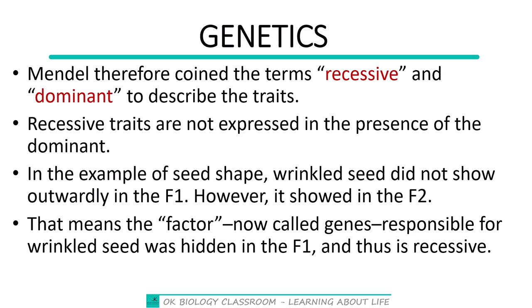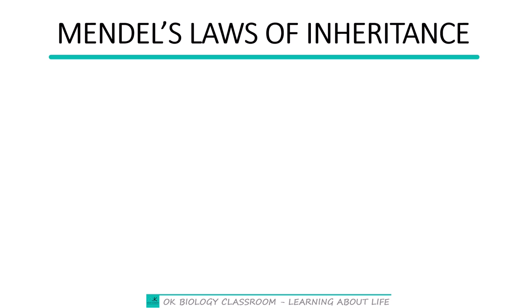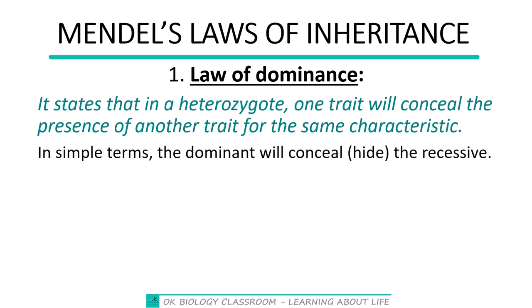After Mendel experimented with the 7 traits, he came up with his principles, what we will now refer to as the laws of inheritance. So next we are going to look at which laws Mendel came up with. The first of the laws is the law of dominance, which we just looked at. This states that in a heterozygote, one trait will conceal the presence of another trait for the same characteristic. In simple terms, the dominant will conceal or hide the recessive. That is the meaning of this particular law of dominance.